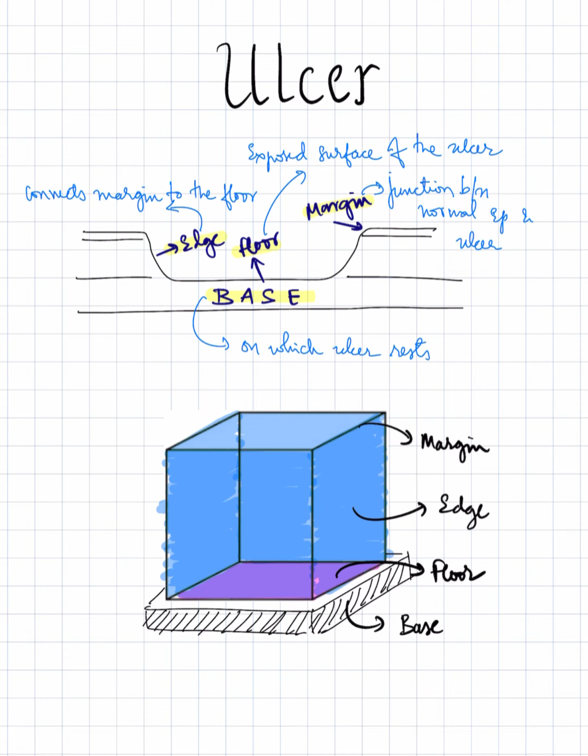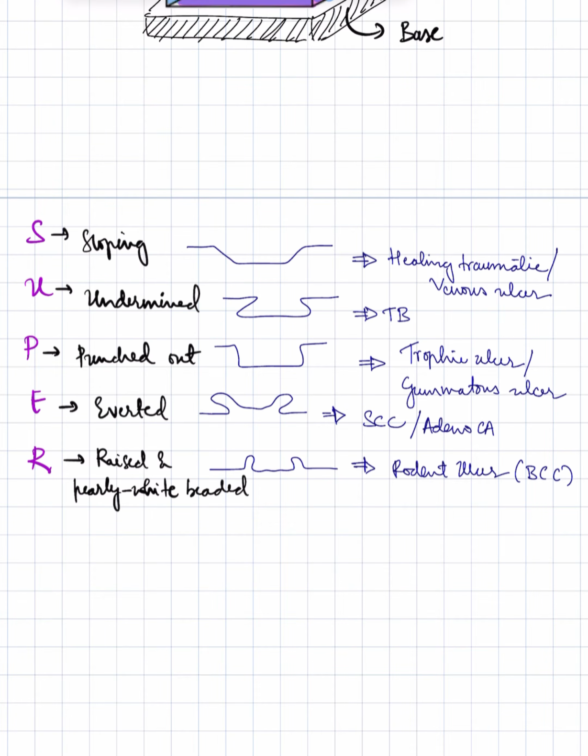So now imagine removing the ceiling of the room and looking down from above. So now what you see is exactly how an ulcer appears clinically. So we have 5 types of ulcers based on the type of the edge.